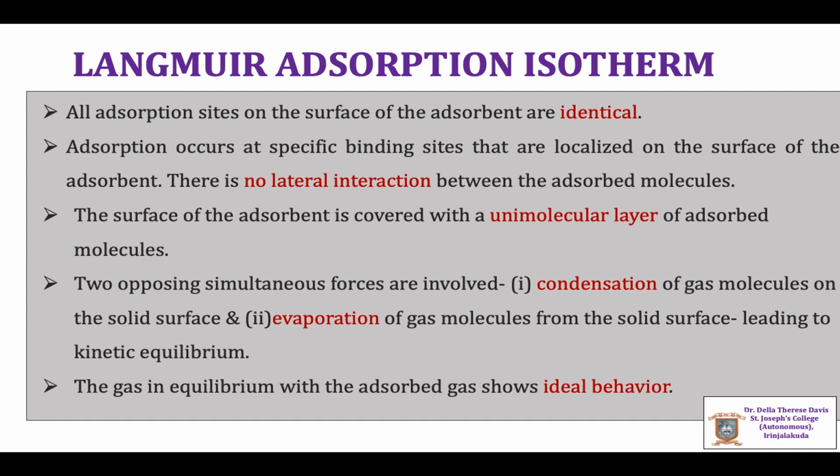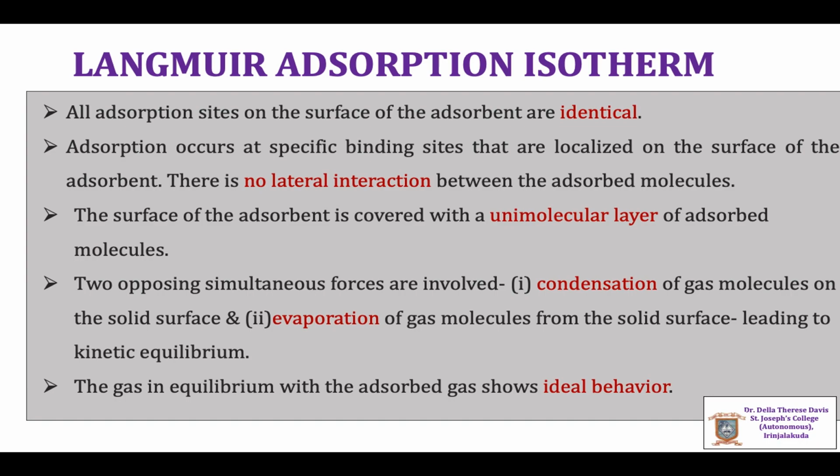Next is Langmuir adsorption isotherm. The main postulates of the theory of adsorption proposed by Irving Langmuir for the adsorption of gases on solid surface are as follows. 1. All the adsorption sites on the adsorbent surface are equivalent. Hence, each binding site has the same affinity for any gas molecules.